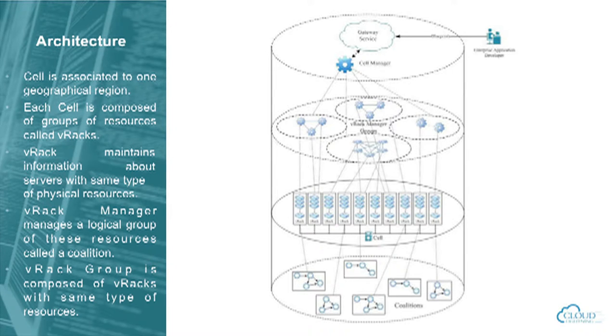As mentioned before, the cell is the top entity residing below the gateway service. Each cell is composed of multiple VRACs. The VRACs can be grouped into VRAC groups that are managed by the VRAC group manager. It should be mentioned that a VRAC group is composed of VRACs of the same architecture type, for example CPUs, or another VRAC manager could include CPUs in conjunction with GPUs.